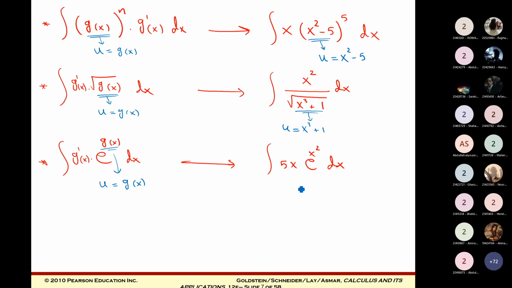Also here we suppose that x squared equals u.